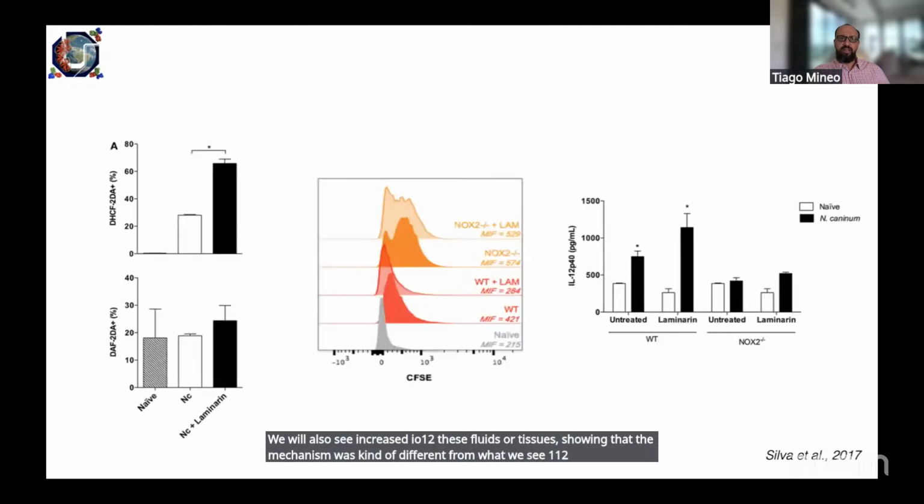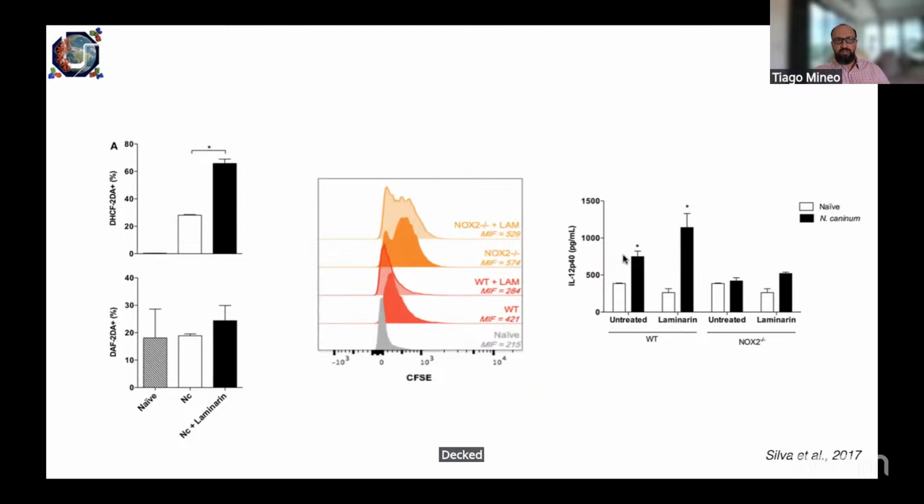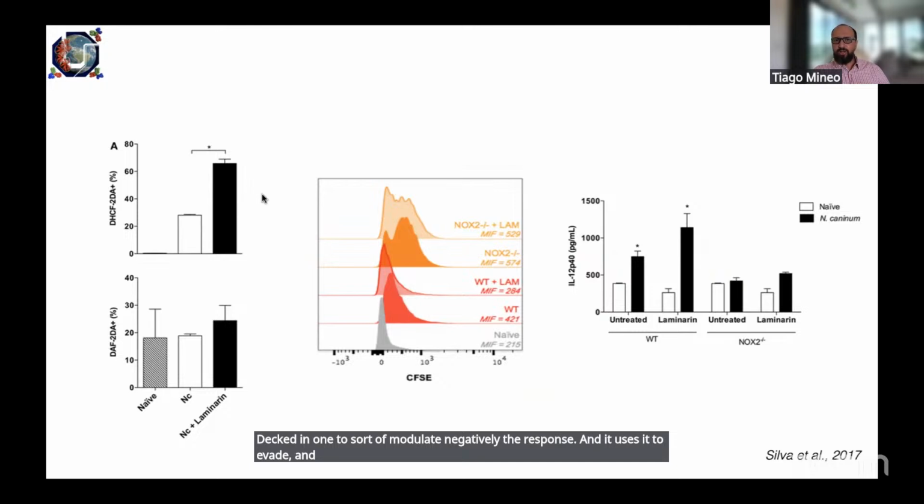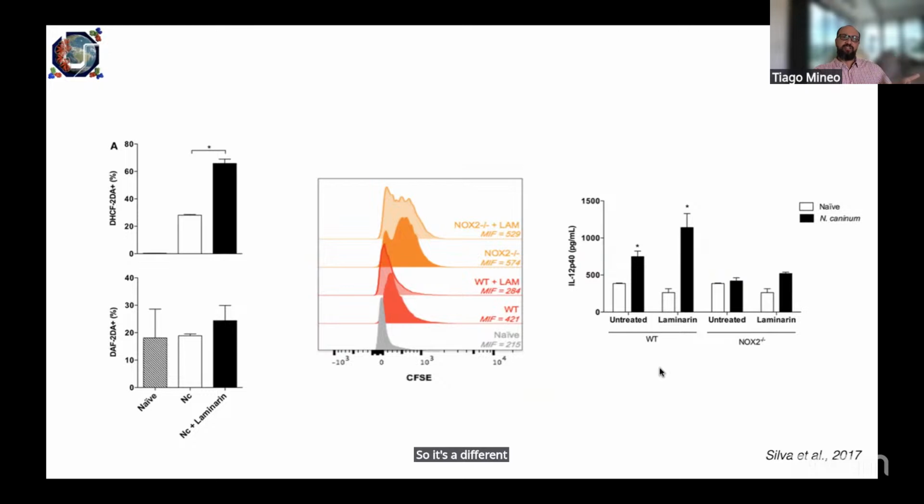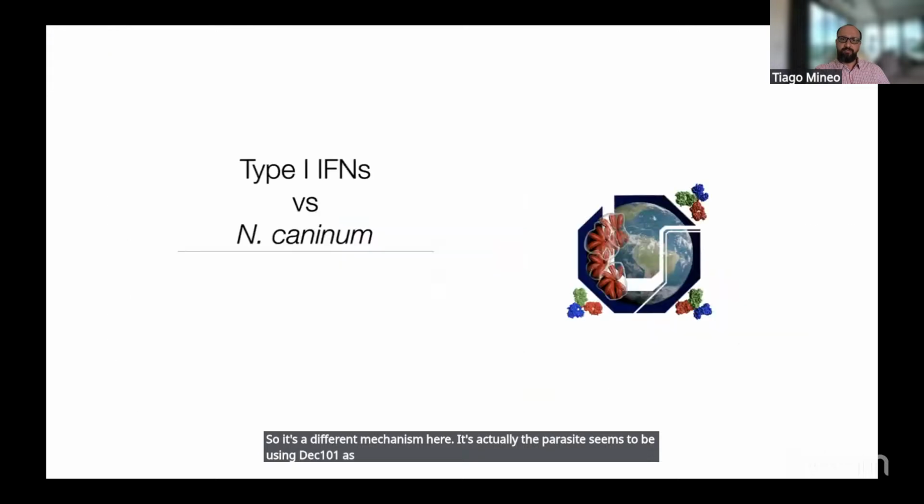The mechanism of protection that we saw in NOD2 mice was not present here. It seems that the parasite uses dectin-1 to modulate the response negatively. It uses it to evade, and this also has to do with ROS. In the absence of dectin-1, the animals produce more ROS, and this also triggers IL-12 production. So it's a different mechanism here. The parasite seems to be using dectin-1 as an evasion mechanism.